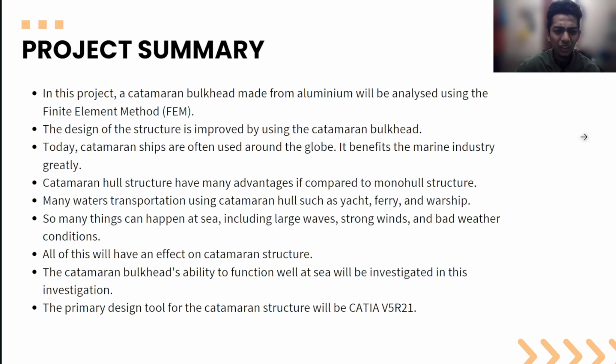So many things can happen at sea, including large waves, strong winds, and bad weather conditions. All of these will have an effect on the catamaran structure. The catamaran bulkhead's ability to function well at sea will be investigated in this project. The primary design tool for the catamaran structure will be CATIA V5R21.